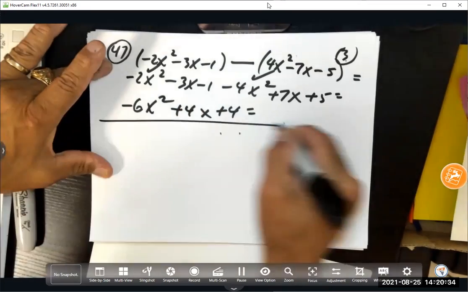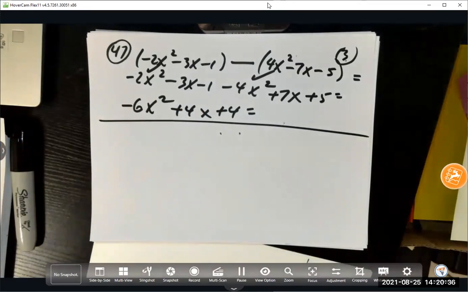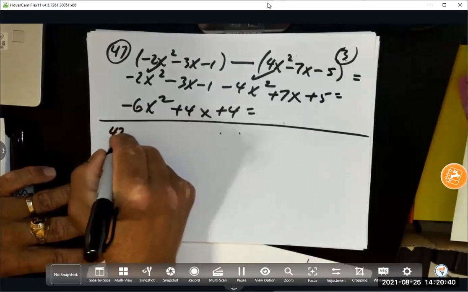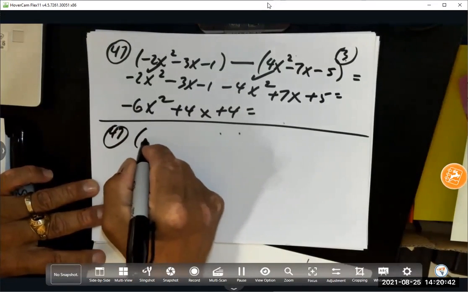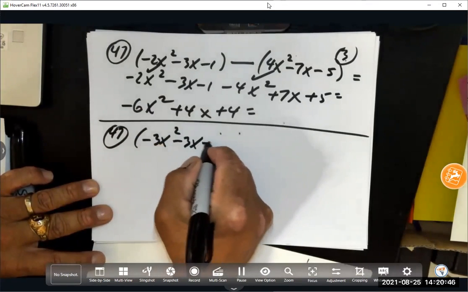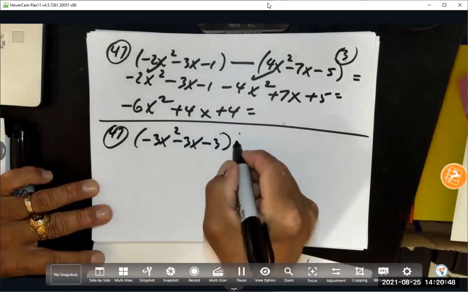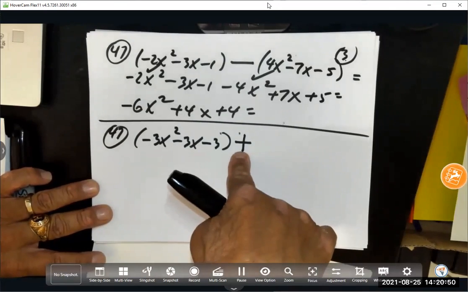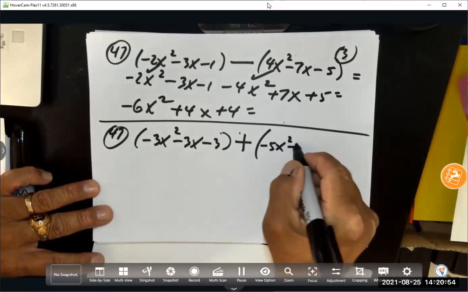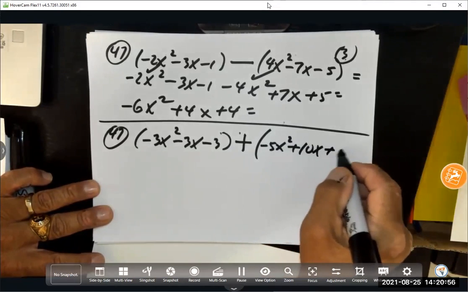Okay, let me do one more, 47, just to make sure that there's no confusion. How about this one? Negative 3x squared, negative 3x minus 3, a bunch of minus 3, plus, put a plus, okay? Negative 5x squared plus 10x plus 9 or something.